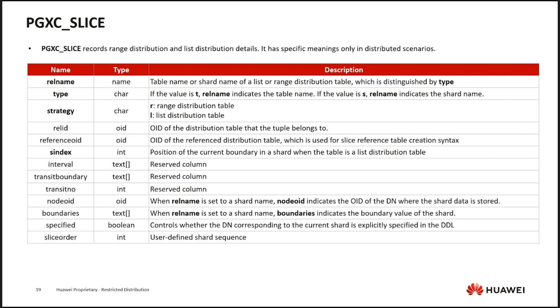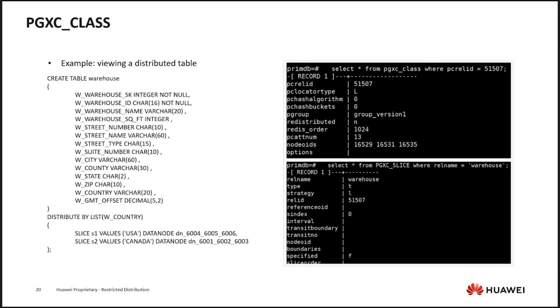PGXC_SLICE records range distribution and list distribution. And the strategy indicates whether the table is a range or list distribution table. Here are examples of PGXC_CLASS and PGXC_SLICE queries.